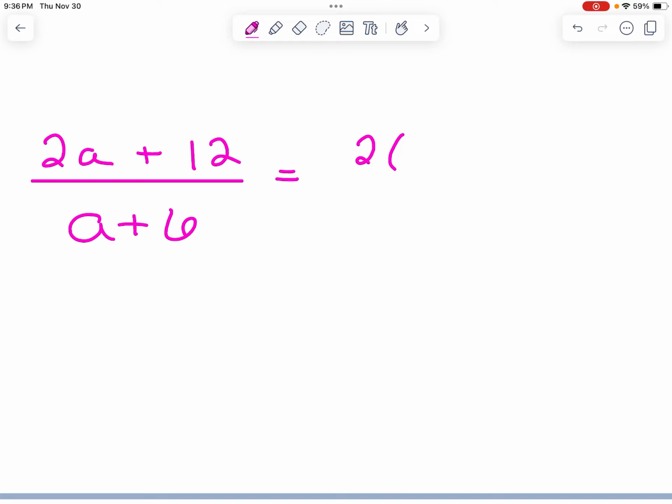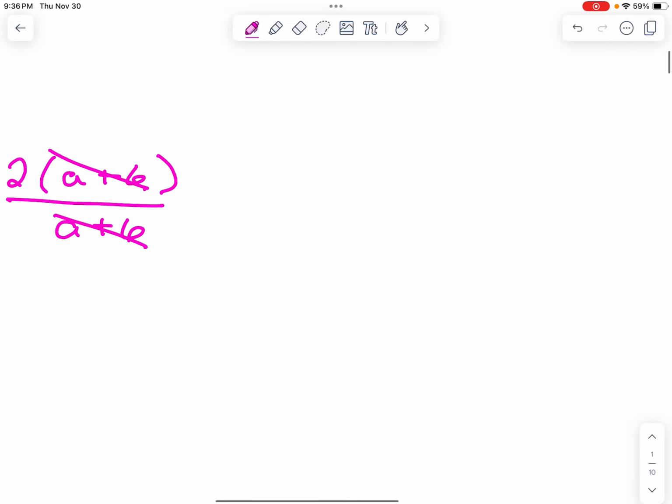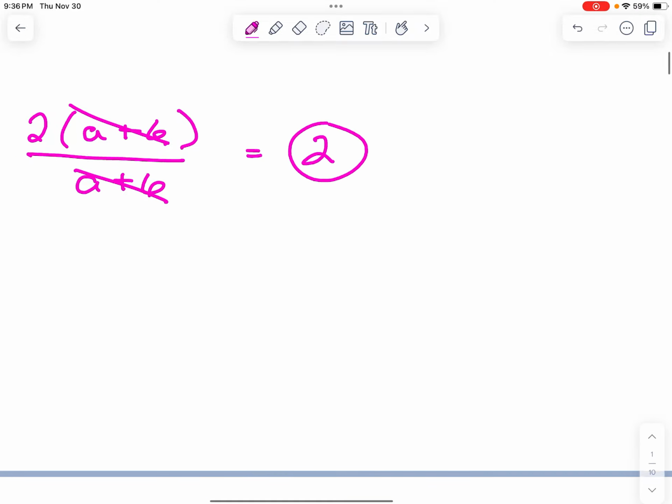Excellent job. That's called a GCF. And what do they get? A plus 6. Very good. And the denominator is? A plus 6. And I can cancel a binomial with a binomial, so the final answer is? 2. Very good. All right, that's it. That's adding with common denominators.